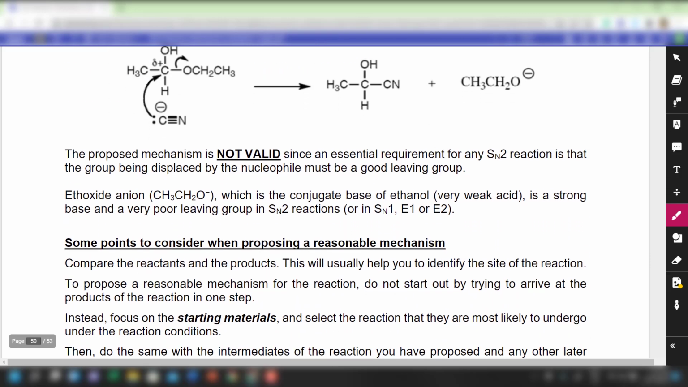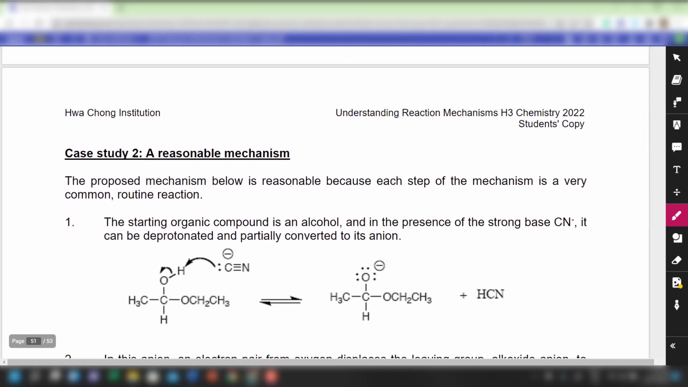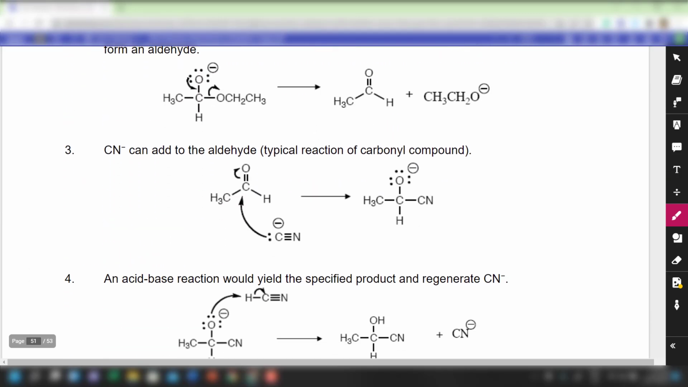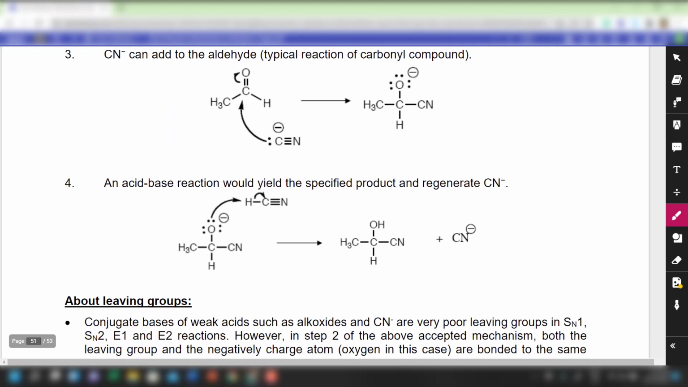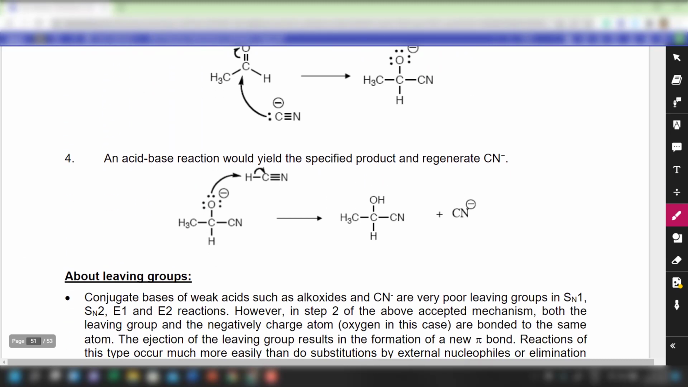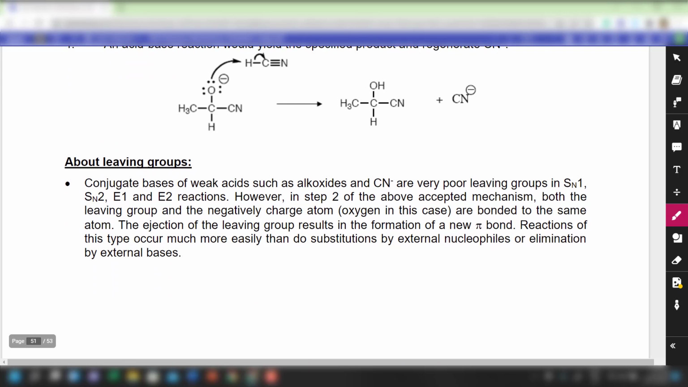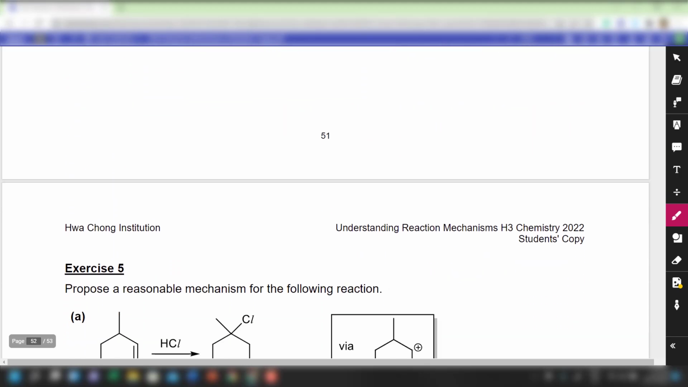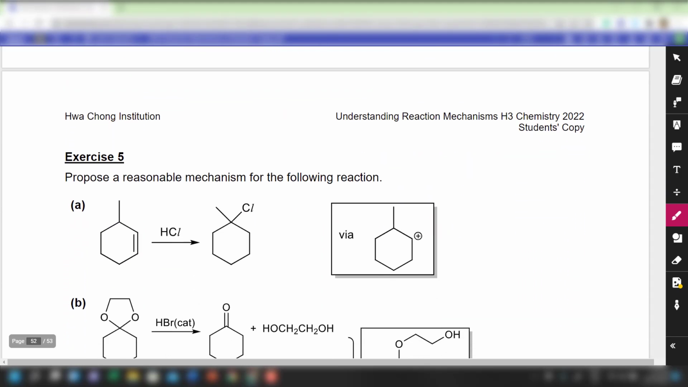Because we do know that mechanism drawing can be very daunting, and it represents some of the most difficult parts under the H3 curriculum. In fact, even in university, students have great problems with mechanism drawing. So with that, we'll come to the end of the lecture.